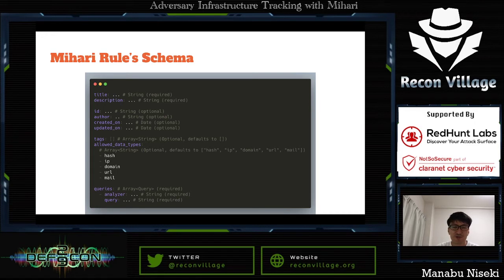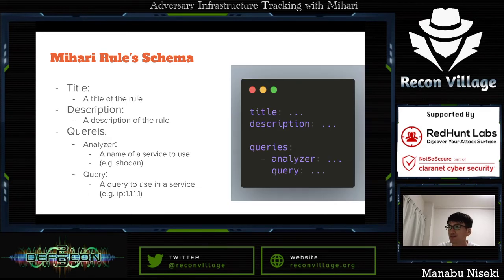This is Mihari's rule schema. Let me simplify it. Required attributes are title, description, and queries. Yeah, that's all.